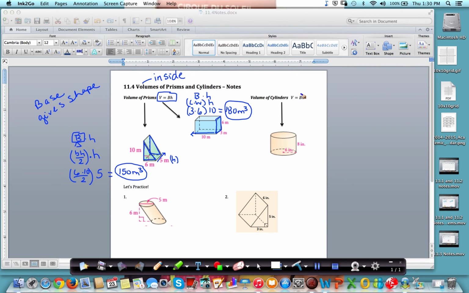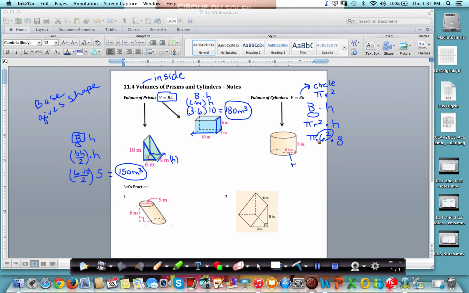Cylinders are different because the bases are circles, okay, and the area of a circle is pi r squared. So we're going to have base times height. The base is a circle, so we're going to replace that with pi r squared times the height h. So pi times the radius, half of the diameter, so 6 squared times the height 8.